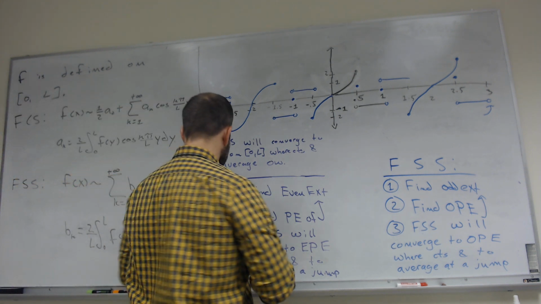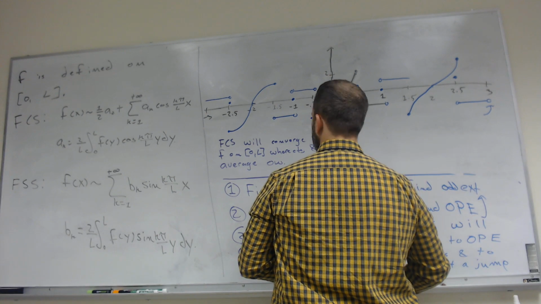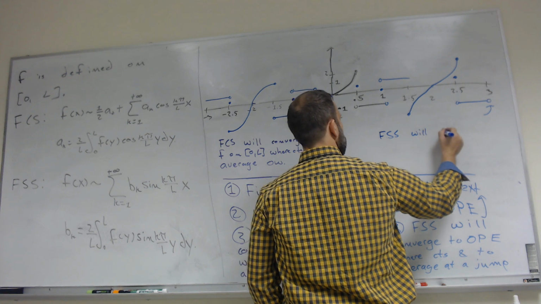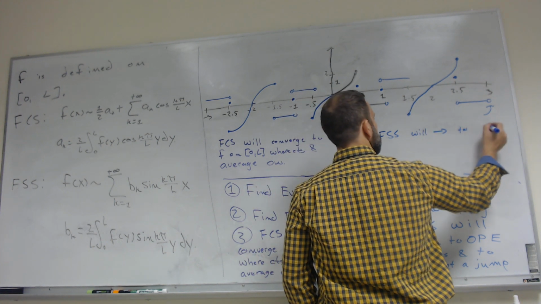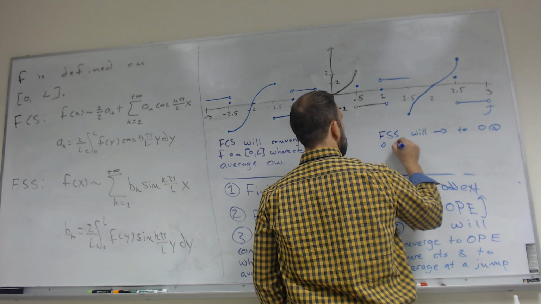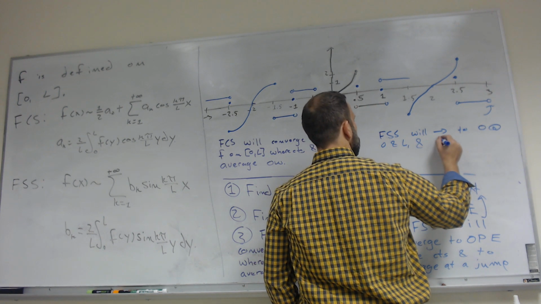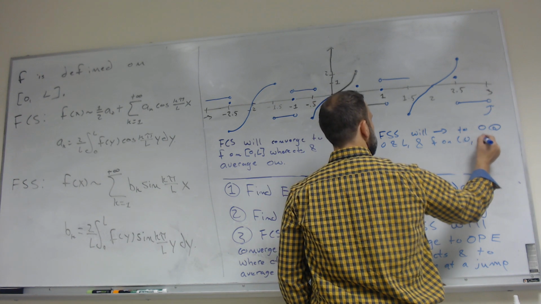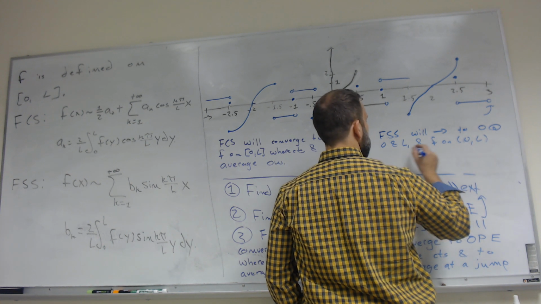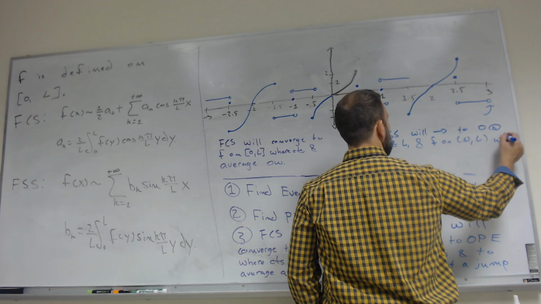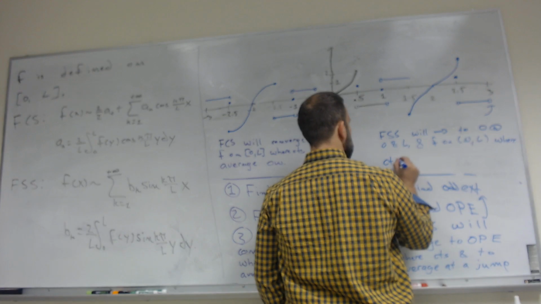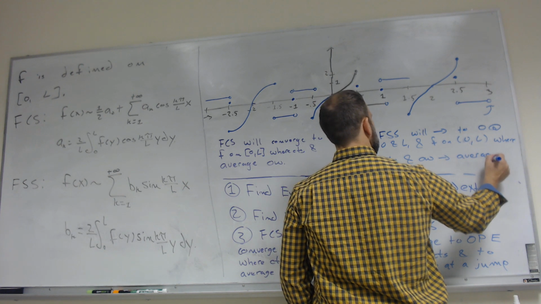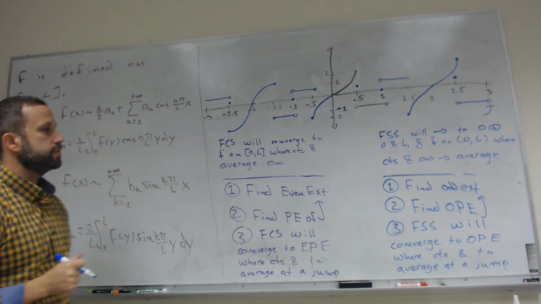Now the Fourier sine series will converge to 0 at 0 and L, and will converge to f on 0 to L. Notice I'm not including 0 or L in this interval. It will converge to f on 0 to L where continuous, and otherwise it will converge to the average. And again, the average meaning the average of the jumps.